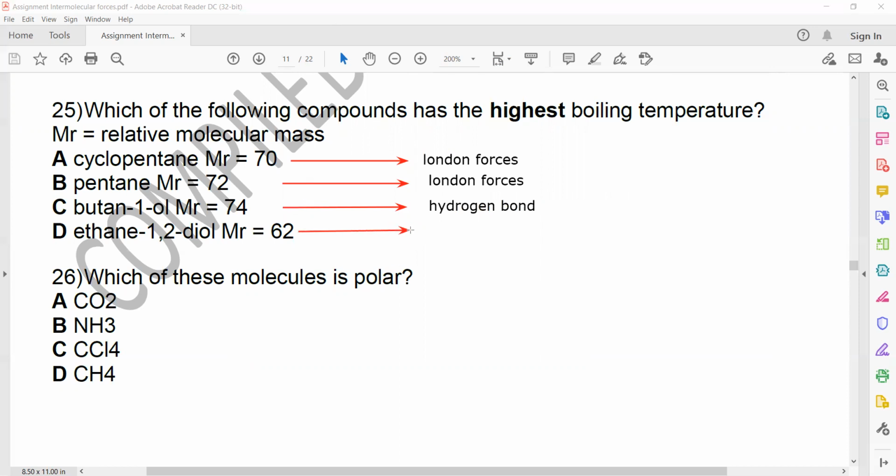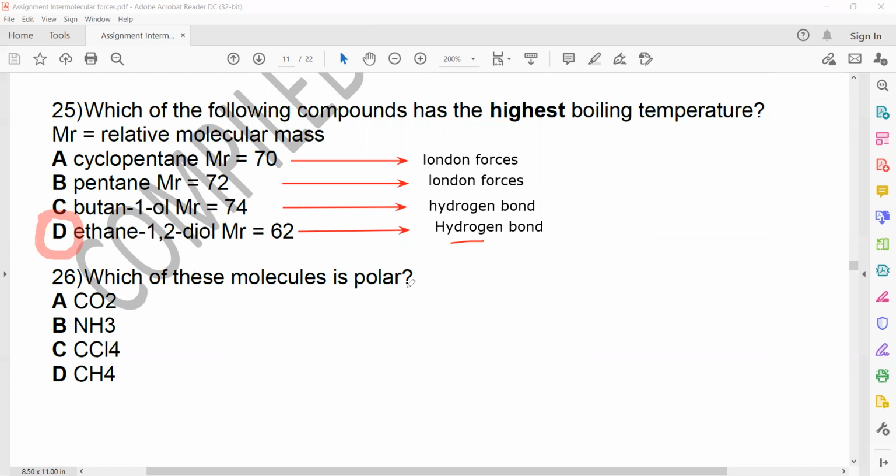Now, as we know, hydrogen bonds are stronger, but which one is forming more hydrogen bonds? As you can see, it is ethane-1,2-diol. So diol means two OH groups are there, whereas butan-1-ol is having only one OH group, so which will have the stronger hydrogen bond? Ethane-1,2-diol will have stronger hydrogen bonding. That's why D will be the right answer.